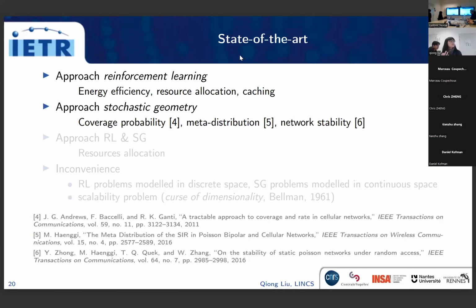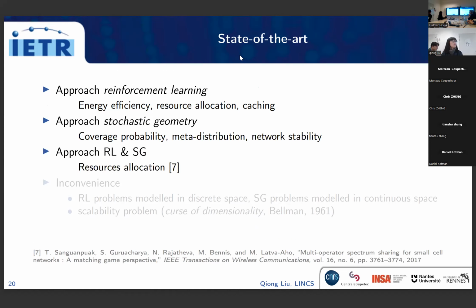So on the other hand, as I mentioned, the statistical geometry gave a mathematical framework to analyze the SINR distributions and the network stability issues. So there are not many articles that combine reinforcement learning and the statistical geometry framework together. I put one resource in this article 7.